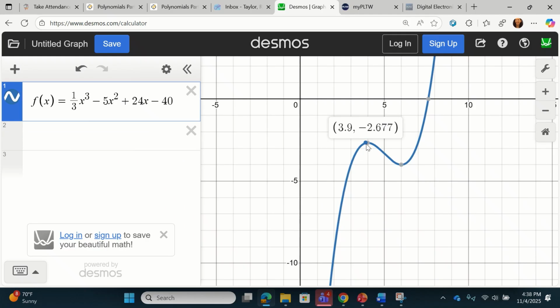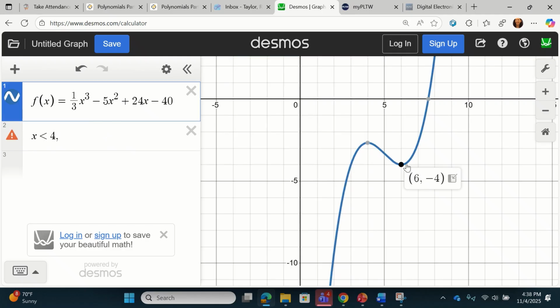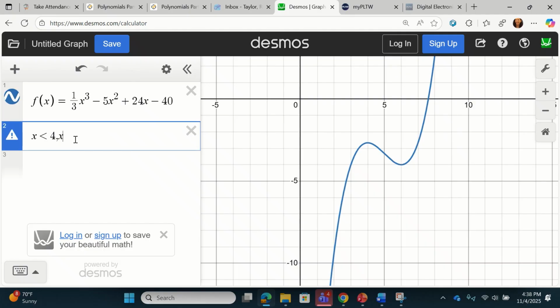It is going to be when x is less than 4, because we're going to be going this way. So if I trace this, see how my x value is 3.3, less than 4. So anytime x is less than 4. And then it's also going to be increasing over here once x is greater than 6. And you can see my x values are like 7.75. And so that would be x is greater than 6. And it is yelling at us because you cannot use an inequality here.